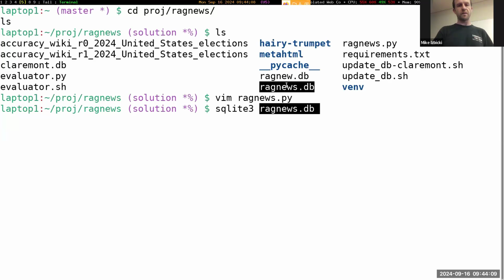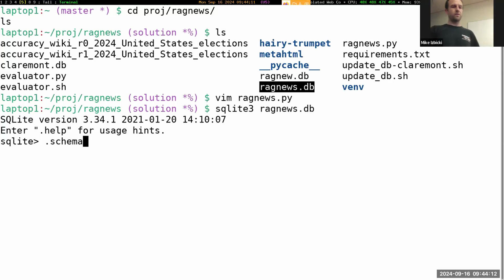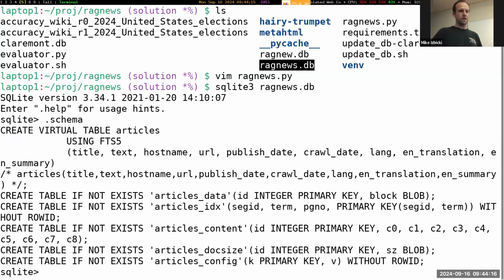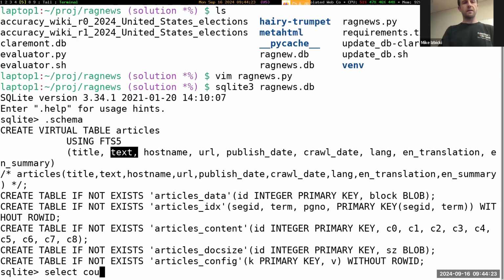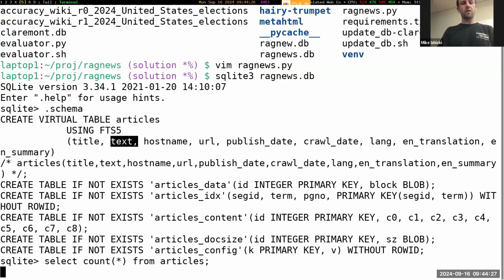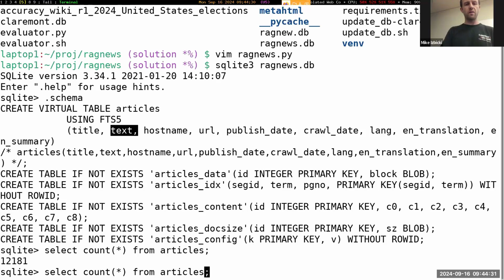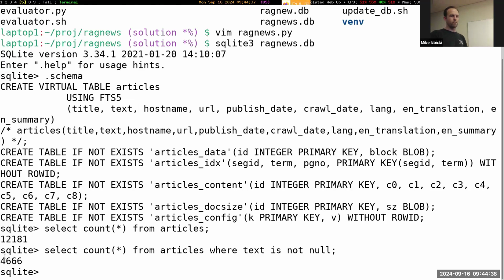So the ragnews.db, this is the database I want to look at. And .schema tells you the structure of the database. So this create virtual table articles right here, and there's the text field right here. If I do a select count star from articles, okay, there's 12,000 in here now. But if I do where text is not null, so things that actually exist, only 4,600 of those actually have text inside of them. So there's something like 8,000 URLs that it has tried to scrape, and for whatever reason it has decided that there's no text in there, and that's expected behavior.